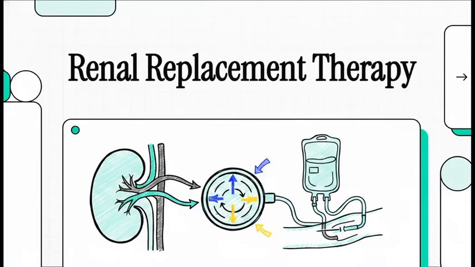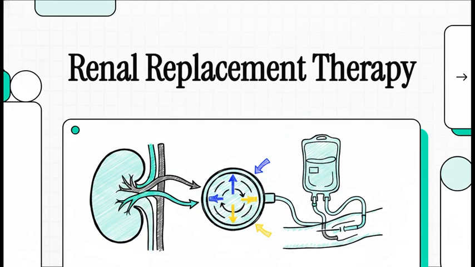Imagine your body's built-in purification system just completely shutting down. Suddenly, medical science has to step in and replicate the work of an organ that's usually filtering your blood 24 hours a day, 7 days a week. It's a monumental task, right? But the mechanical and biological solutions we've developed to step in when a human kidney fails are, frankly, nothing short of incredible.